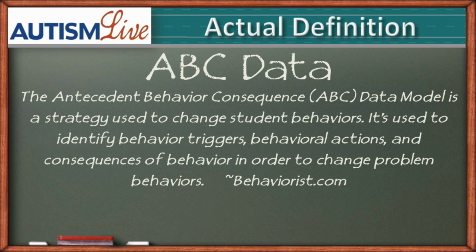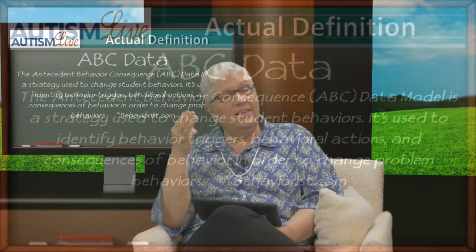So let's take a look at our actual definition, which today came from behaviorist.com. ABC data is the antecedent, behavior, consequence. The ABC data model is a strategy used to change student behaviors. Interesting. It's used to identify behavior triggers, behavioral actions, and consequences of behavior in order to change problem behaviors. I don't hate this definition. Can I tell you? I don't hate it. If I don't understand what this is, it's still going to be hard. But once I begin to understand, this is a pretty accessible definition.